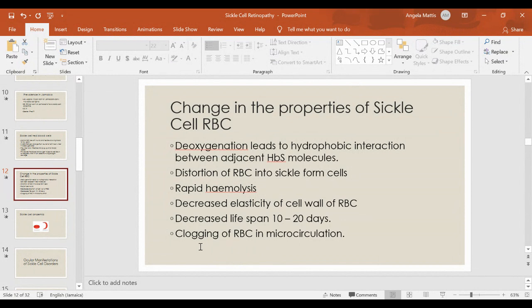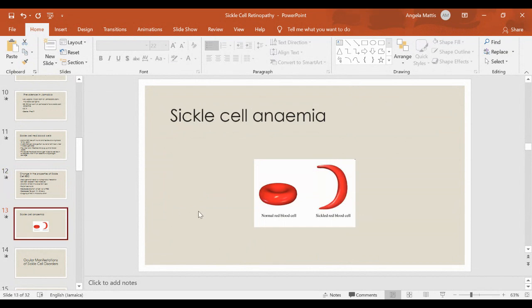And so you get clogging of the red blood cells in the microcirculation. Of course, in your little arterioles and so on, it's going to get clogged up. So here we have our normal red blood cell, which has that umbilicated dimple form like a donut. And then we have our sickled red blood cell.